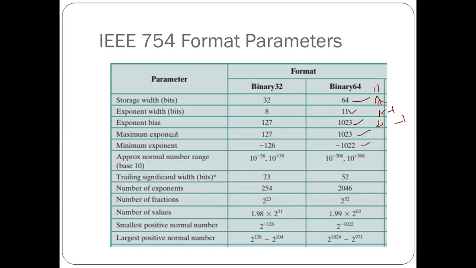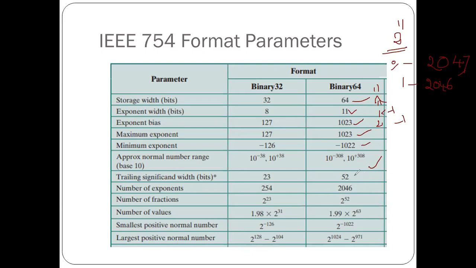Because 11 exponent bits are reserved, I will be having 2 power 11 possible values, ranging from 0 to 2047. So this and this value are for extreme values. So for 1 to 2046, you have to subtract the bias value, which is 1023. I'll be getting minus 1022 as the minimum exponent and maximum exponent plus 1023. And this is the approximate total number range, right, under base 10.